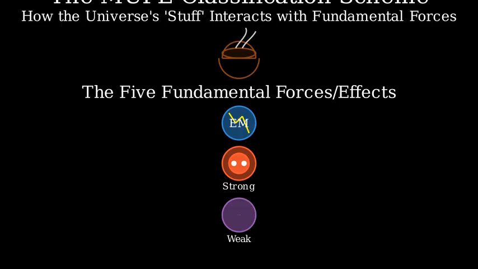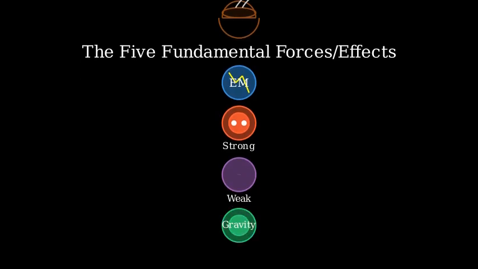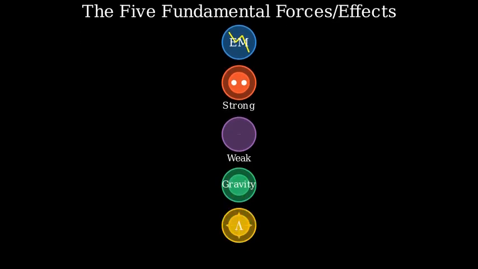Fourth is gravity. While it's the most familiar force in our daily lives, keeping us on Earth and the planets orbiting the sun, it's actually the weakest fundamental force at the particle level. Finally, we have the cosmological constant, represented by lambda. This is related to dark energy and the expansion of the universe.